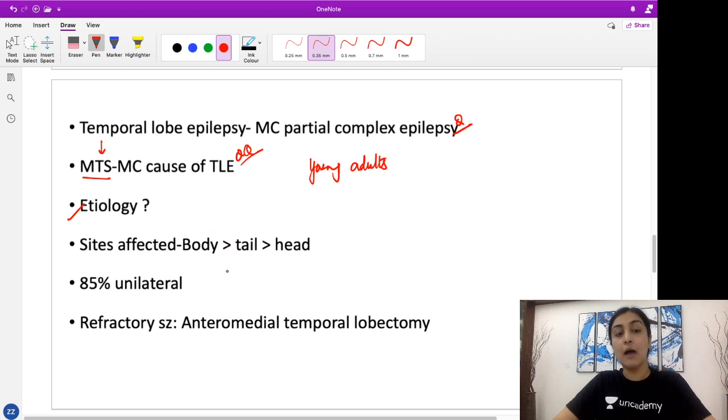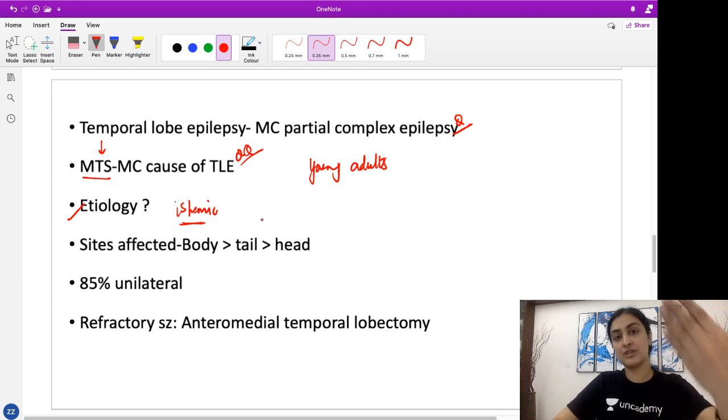There is no clear explanation of the pathophysiology behind the sclerosis of the mesial temporal lobe. But the proposed hypothesis suggests that there might be an early ischemic insult. Early in the gestation or early in the childhood, there might be some ischemic insult which results in the sclerosis of the mesial temporal lobe.